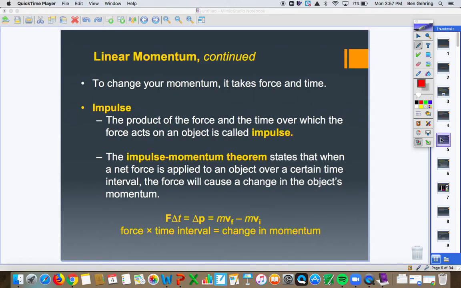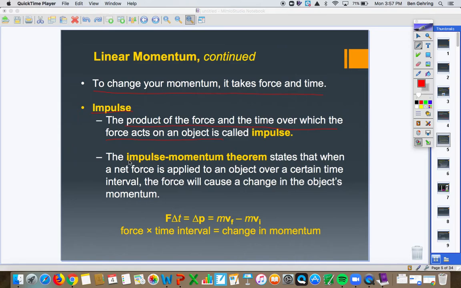All right, now we have momentum going in one direction. In order to change this, it takes a force and it takes time for that force to be exerted. We call this an impulse. So impulse is the product of the force and the time over which the force acts on an object.